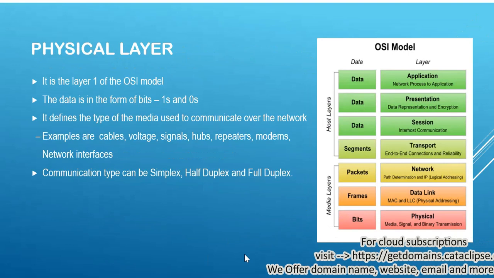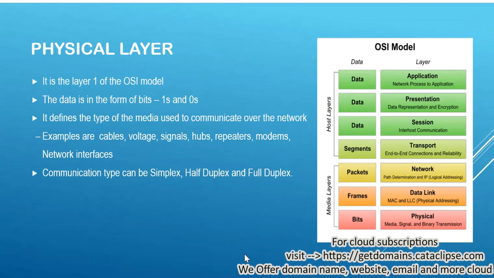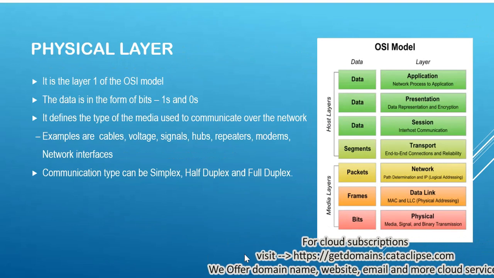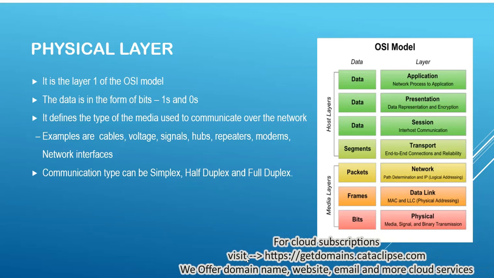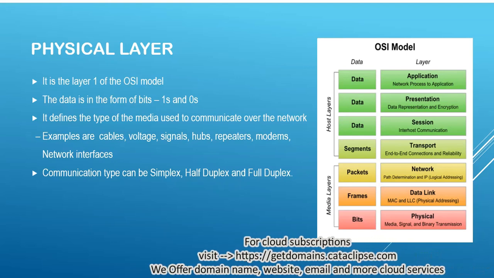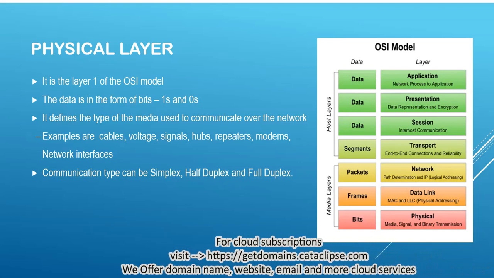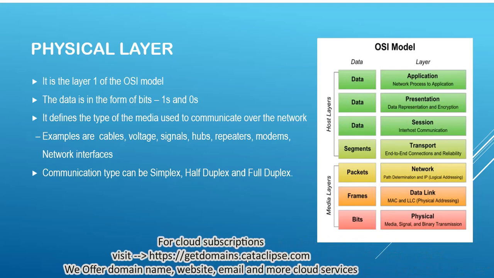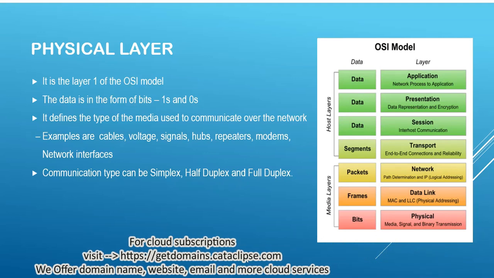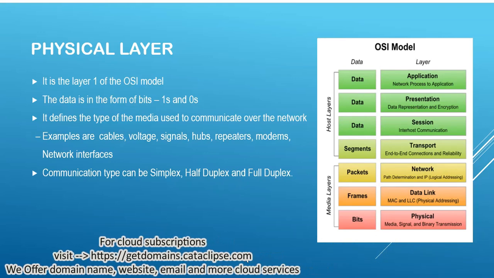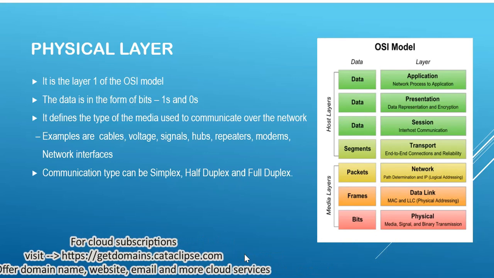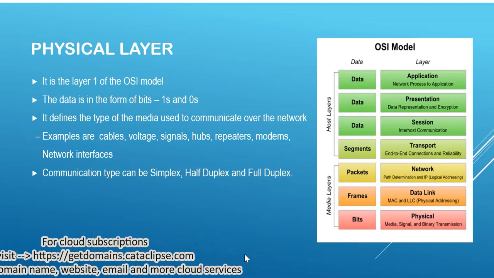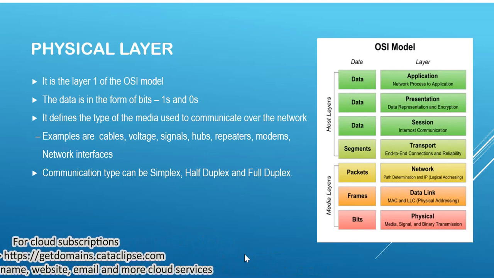Physical layer is the layer 1 of the OSI model. The data is in the form of bits, ones and zeros. It defines the type of media used to communicate over the network. Examples are physical cables, properties of the physical cables like voltages, signals. Devices that operate at layer 1 are hubs, repeaters, modems, and NIC cards.